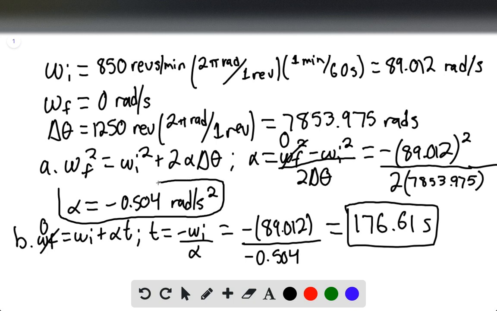What is the angular acceleration as it slows down from 850 revolutions per minute to rest? And that's the end of the solution.